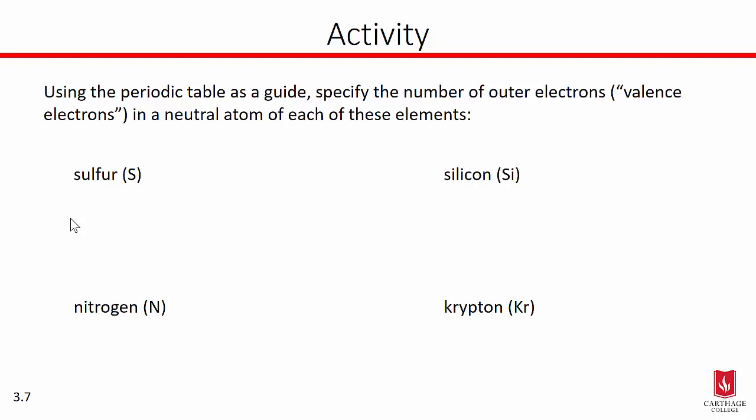We call these sometimes valence electrons, and I'll use that word over and over again. Figure out how many valence electrons are in an atom of sulfur, an atom of silicon, an atom of nitrogen, and an atom of krypton.